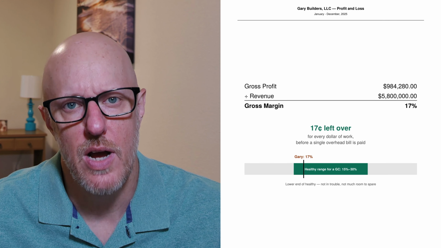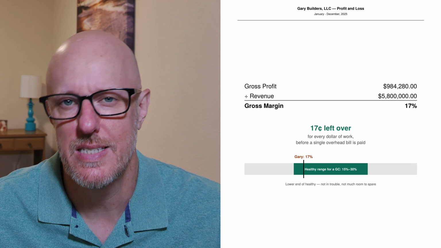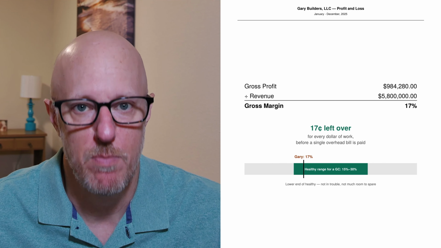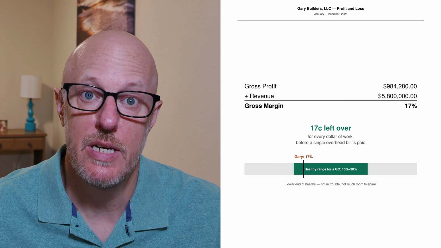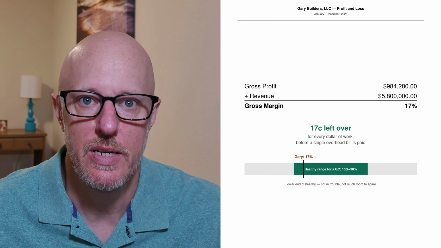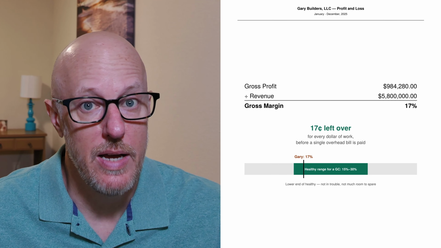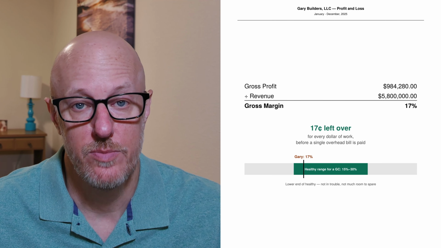In the general contractors I typically work with, I usually see healthy gross margins land somewhere between 15 and 30%, though that varies a good bit by market and how a company classifies its cost. Gary's 17% puts him on the lower end of healthy, not in trouble, but not a lot of room to spare either. Either way, this is the number worth knowing cold, not just glancing at once a year.